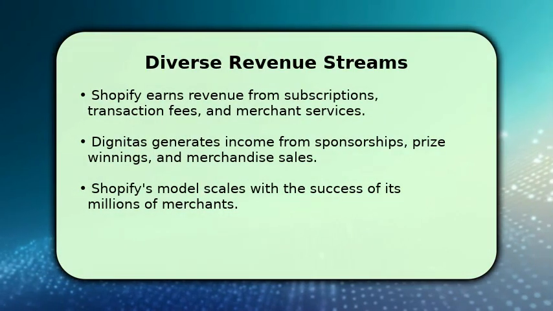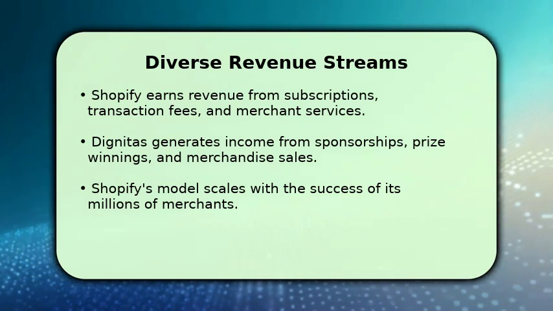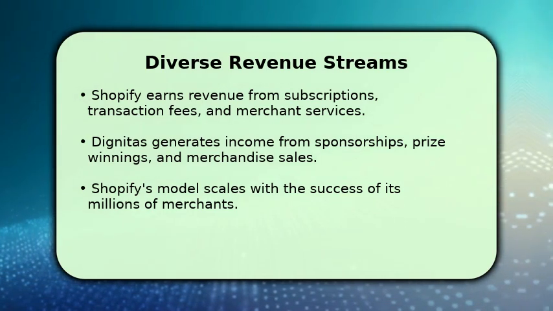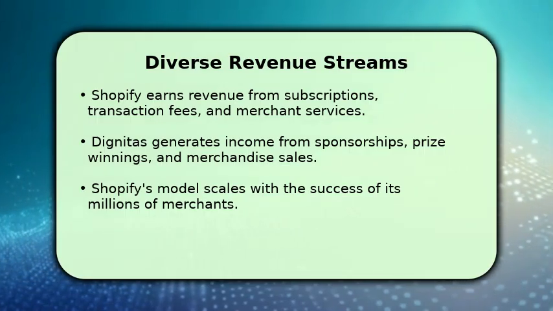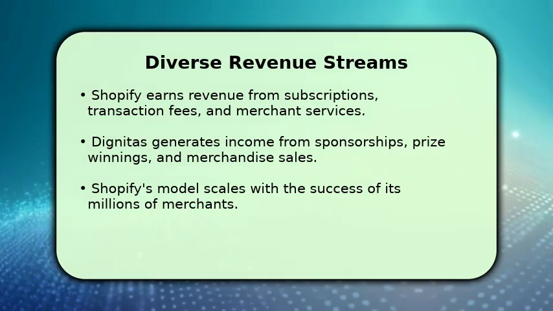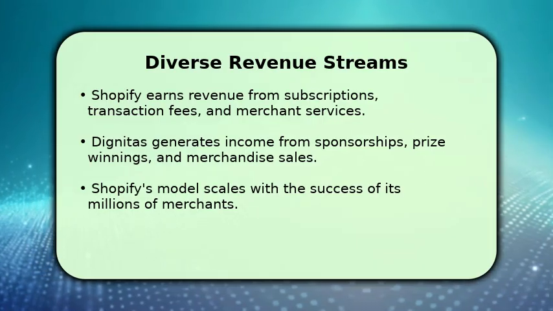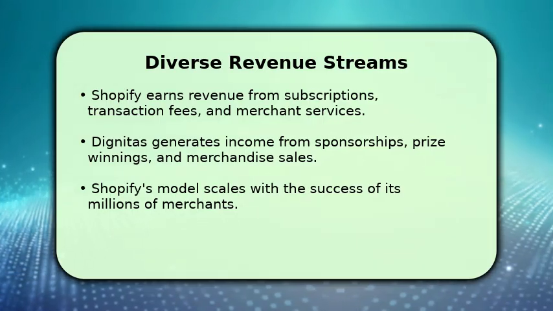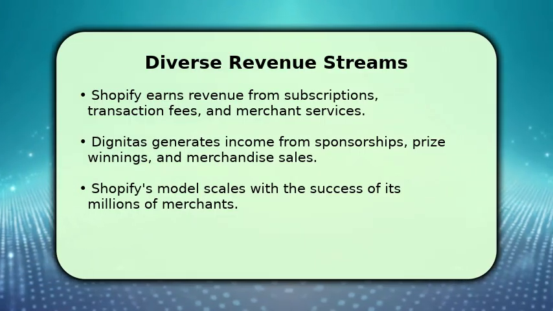Shopify's revenue model is built on recurring subscriptions from its vast merchant base, complemented by transaction fees and various merchant services like shipping and payments. Dignitas, on the other hand, primarily earns through lucrative sponsorship deals with major brands, prize money from winning tournaments, and direct sales of team merchandise to its global fan base, showcasing two very different financial approaches.